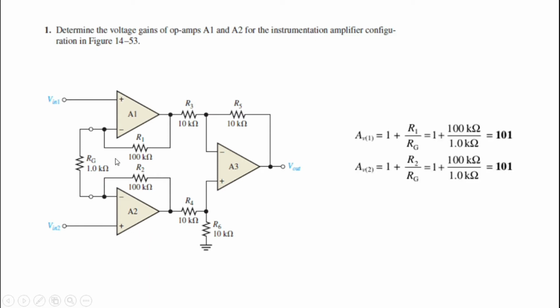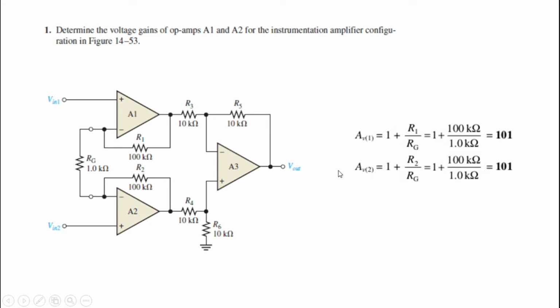The values are already given, so what we need to do is to directly substitute the values to get the gains. The gain for op-amp A1 is given by 1 plus R1 upon RG. R1 is 100 kilo ohms and RG is 1 kilo ohm. If you substitute the values, you get 1 plus 100 kilo ohms upon 1 kilo ohm, which is equal to 101. So the gain for op-amp 1 is 101.